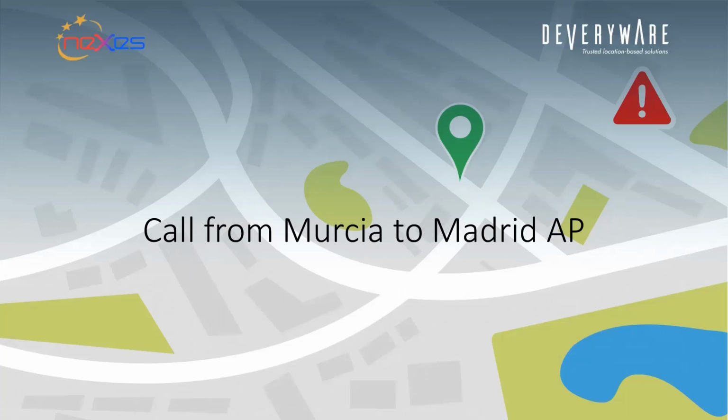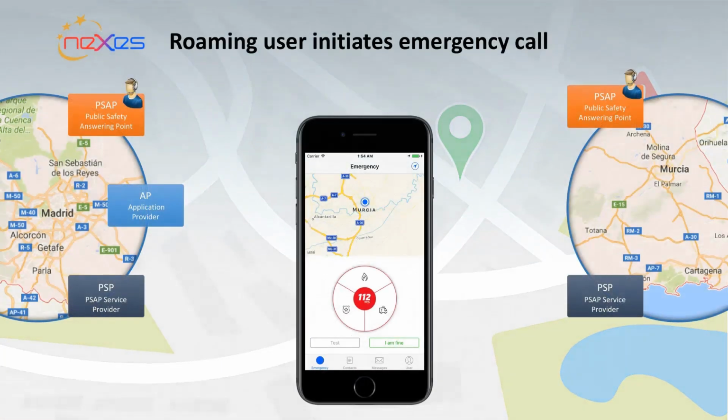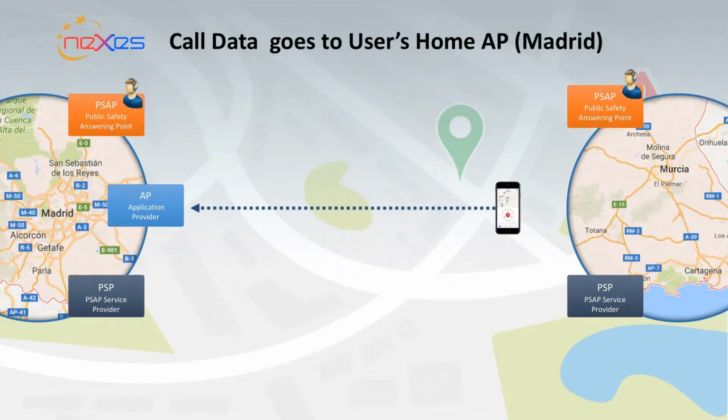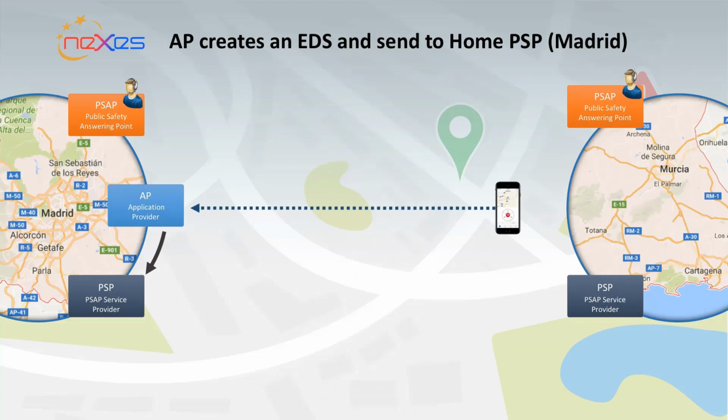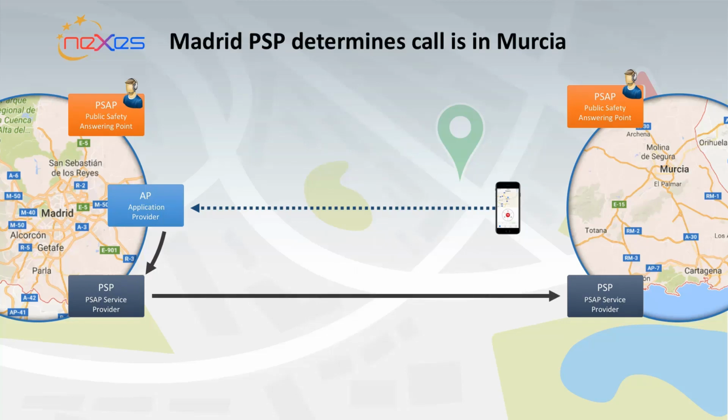The user's application provider is also based in Madrid, so when the user makes a 112 call, the application sends the location and a call indicator to the AP based in Madrid. The AP creates an EDS message containing the location information, AP information, and a reference to the user information, and sends the EDS to the Madrid PSP.